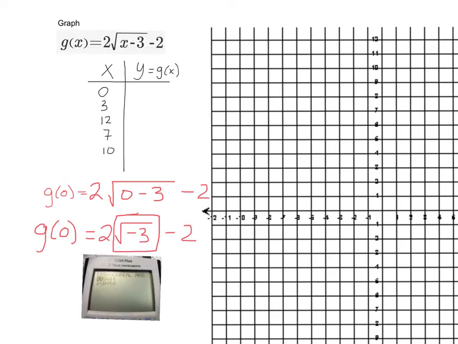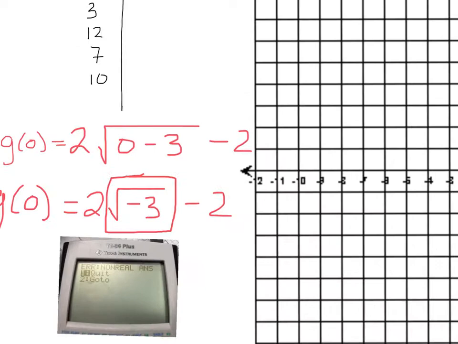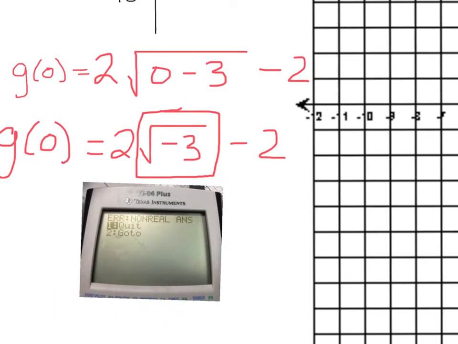So I put in the calculator the square root of negative 3, and here's what it told me: error, non-real answer, right? It just wanted me to tell whether I wanted to quit or what I wanted to do. Let's talk about why. I mean, why can't you take the square root of negative 3? Well, square root means what times itself will give me negative 3. Well, a positive times a positive is not negative, and a negative times a negative is not negative. In other words, you can't take the square root of a negative number.